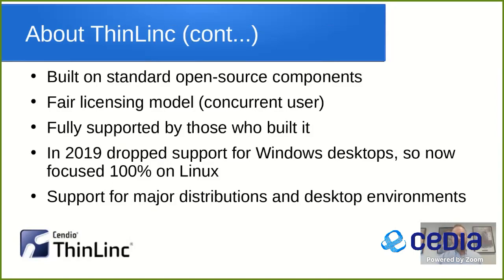ThinLink uses a fair licensing model. We don't license per individual named user. We don't license per CPU. We license per concurrent user, which means that you only need to have licenses available for the number of users you expect to be using the system at the same time. Even if there's 1,000 potential users, if there's only ever going to be 200 using the system at one time, then you only need 200 licenses.